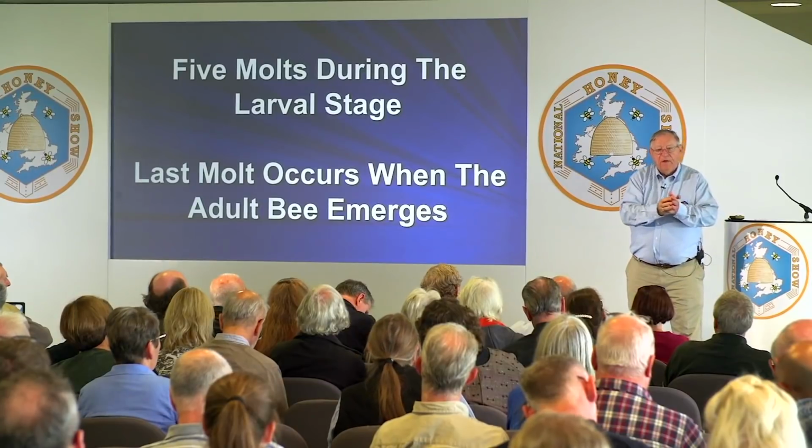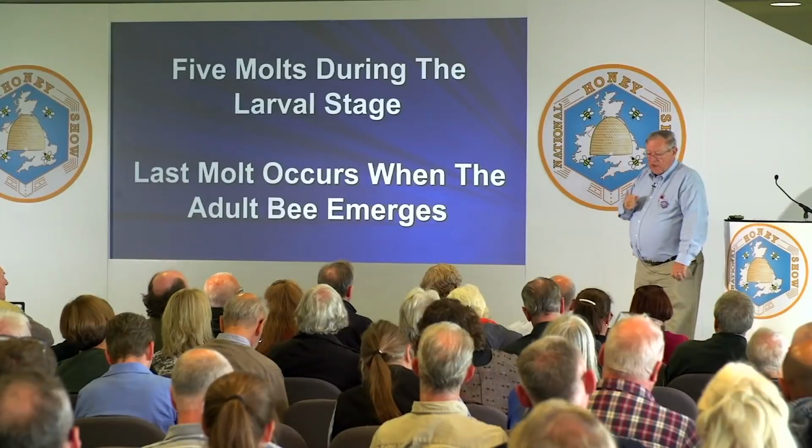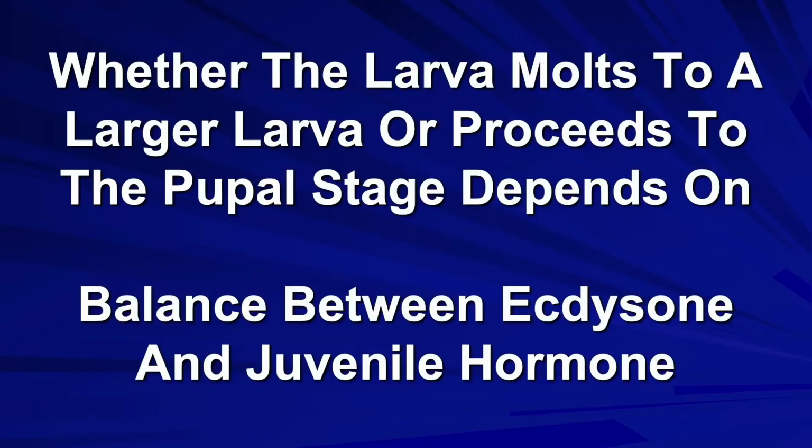Also, during development, they do not get rid of their waste. But at the time of their last molt, they defecate, and then the defecation is covered up with that last skin that is shed. And so that's how they keep the brood cell sanitary as that individual develops. Whether that individual, that larva as it's developing, molts to a larger larva or proceeds to the pupal stage depends upon the balance between ecdysone and juvenile hormone. So as we say, it's under the complete control of these 2 particular hormones.